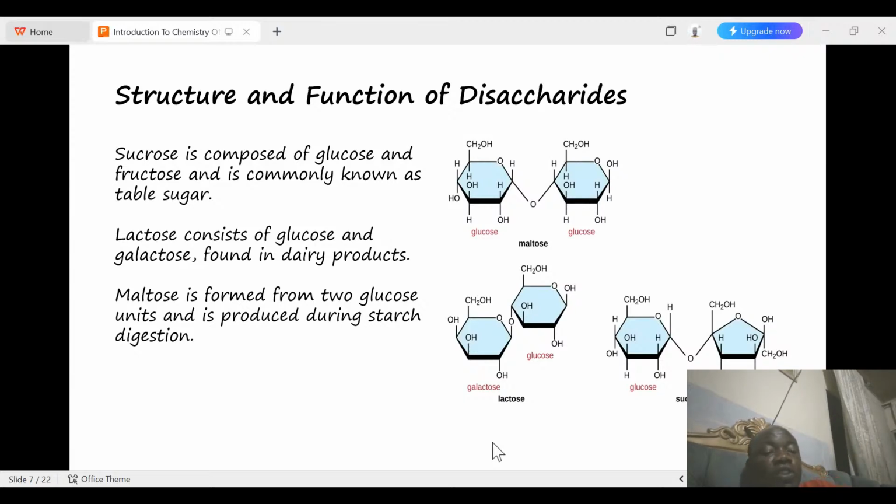And then we have lactose. Lactose is another disaccharide that consists of glucose and galactose. It is mainly found in dairy products, like cow's milk or human milk. But sucrose we usually get in table sugar. Please, all these things I'm covering, I usually see them in past question papers, so you should take note of them.